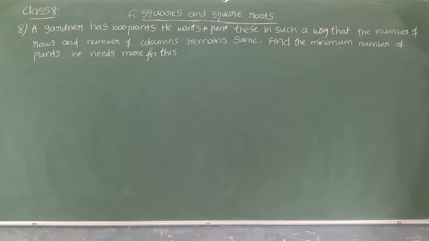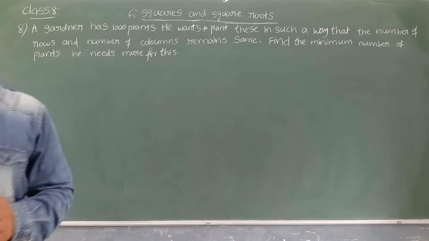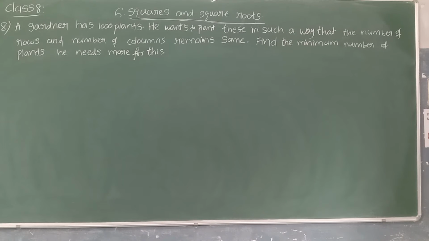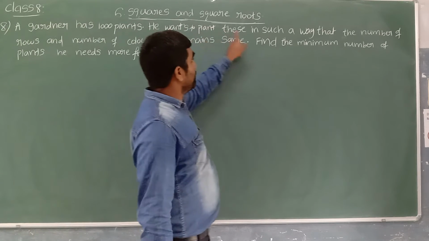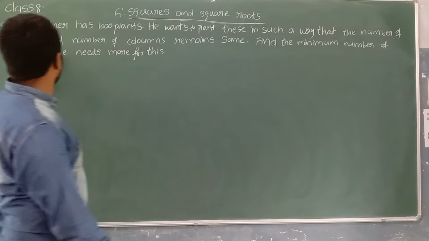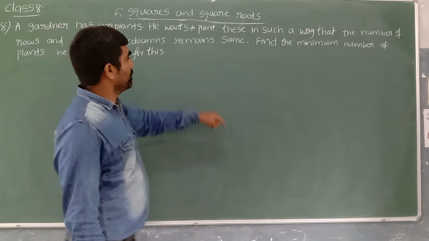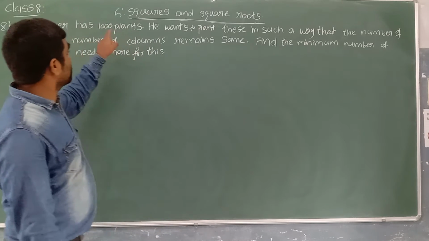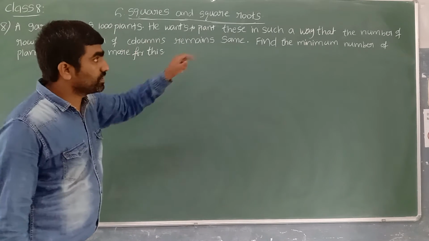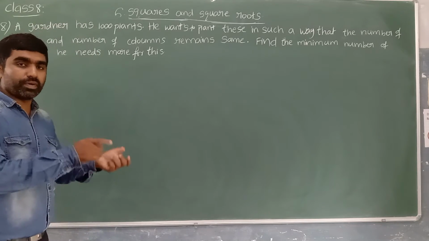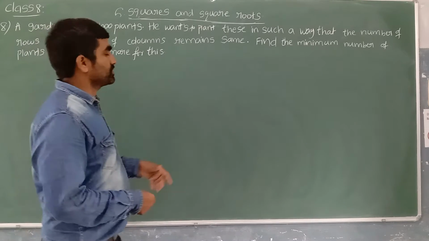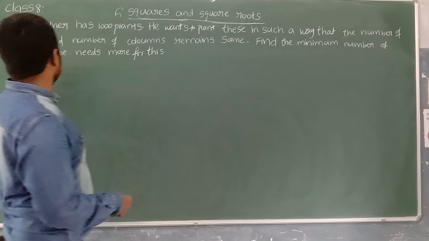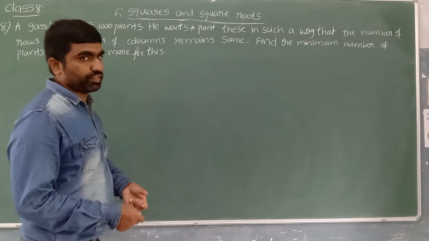Okay, children. Let's see one more application based on the simple equation concept. Let's see the 8th one. A gardener has 1000 plants. He wants to plant them in such a way that the number of rows and the number of columns remain the same. If 3 rows are there, he should get 3 columns also. Find the minimum number of plants he needs more for this.